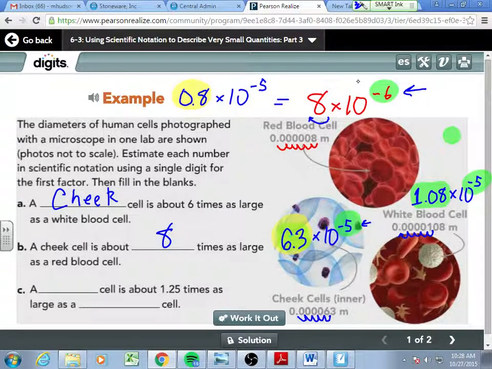A blank cell is about 1.25 times as large as a blank cell. So there's no power of 10 here. It's just a little over 1.25.